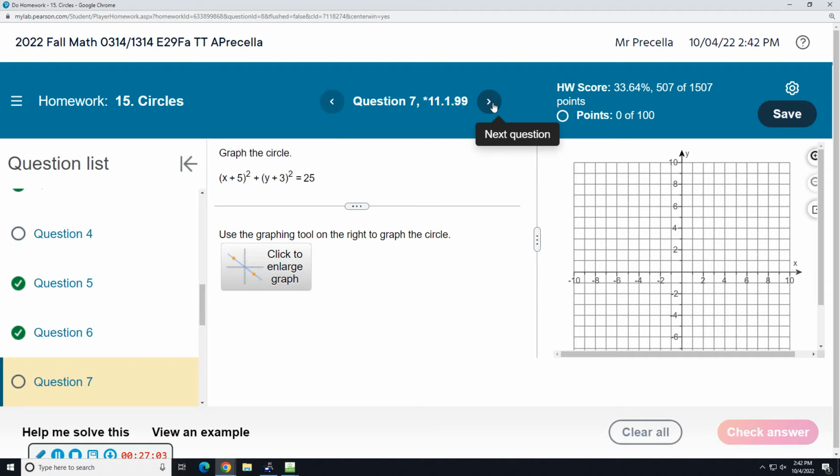x plus 5 squared plus y plus 3 squared equals 25. So, in order to graph it, we have to know the center and radius. So, change the sign, square root. I'm going to write CS for change sign.